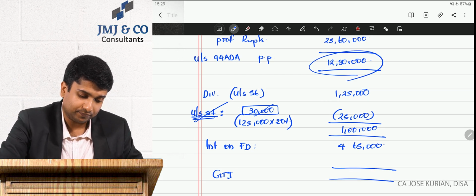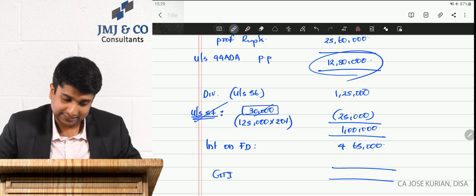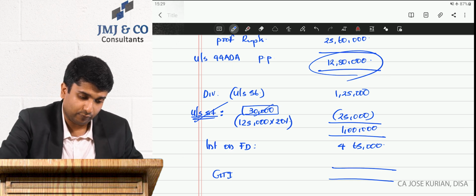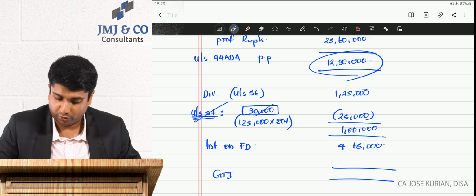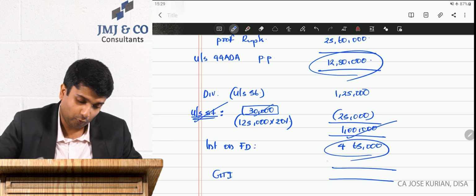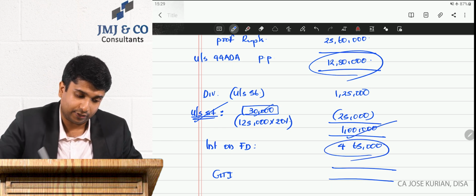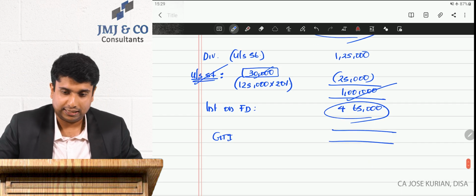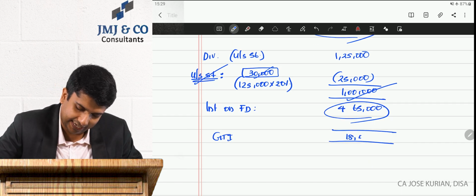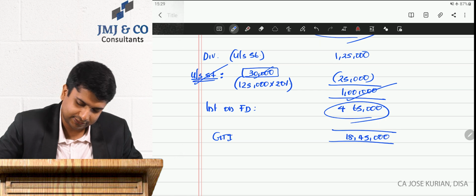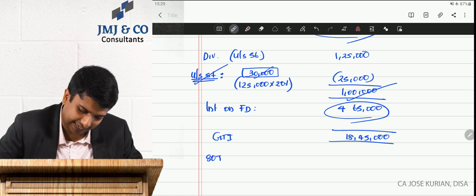12,80,000 from your business income, then 1 lakh from your dividend income, and 4,65,000 from your interest on fixed deposit. So the total would be 18,45,000. Now the question you will definitely ask me, sir, can you claim 80TTA?